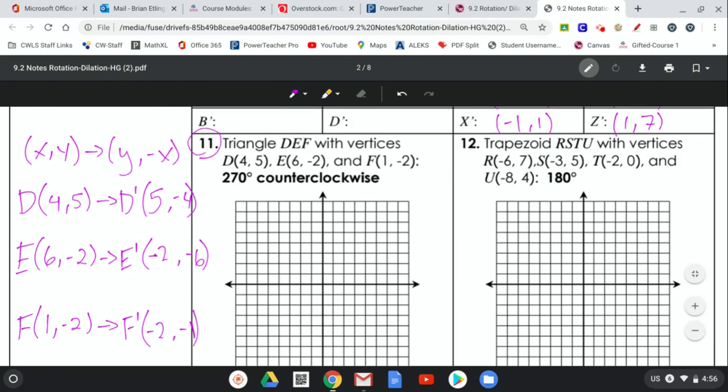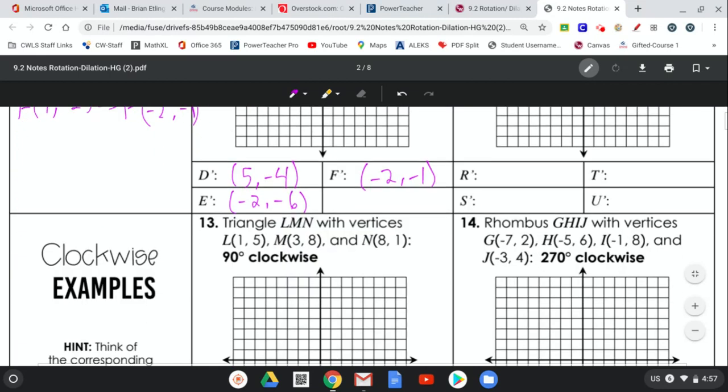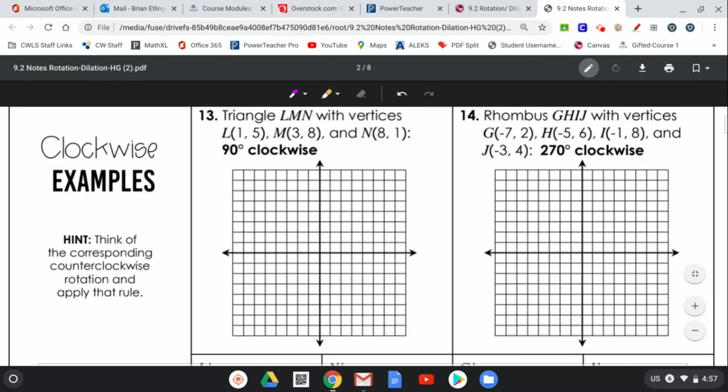Again, just use the rules. All right. And remember, if there's a negative, basically it means that they're changing the sign. Okay. So moving on, the last two are clockwise examples.